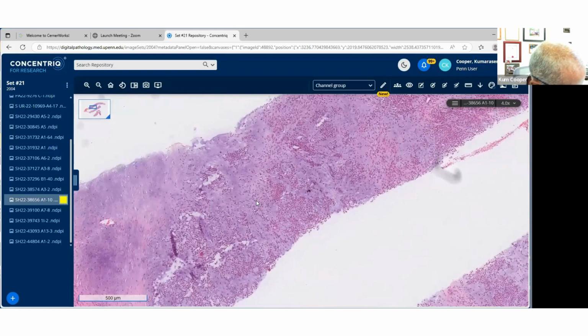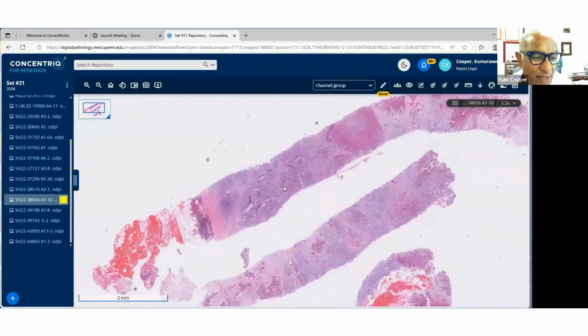How about this one? This would probably be a more approachable case. This was a left buttock mass in a 66-year-old woman. It was 2.3 centimeters in diameter, and this is a needle core biopsy of that.